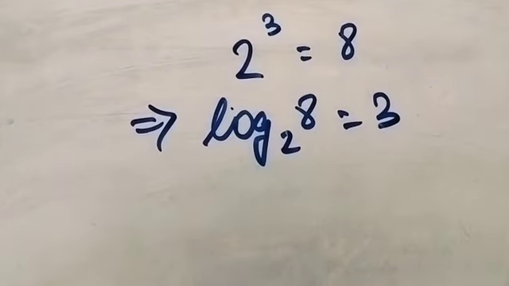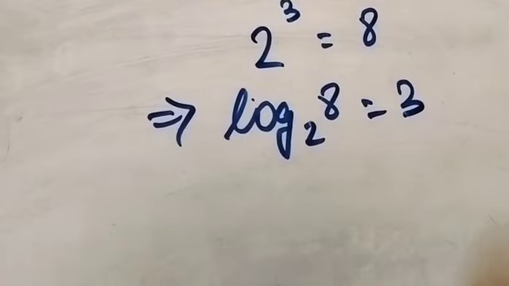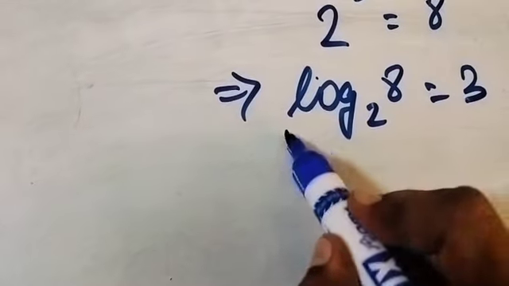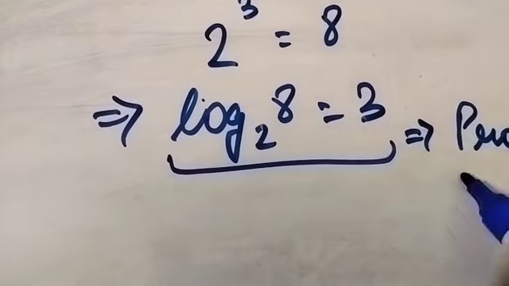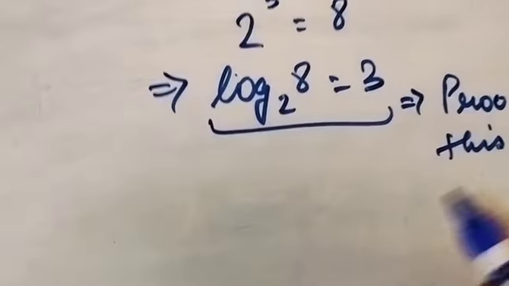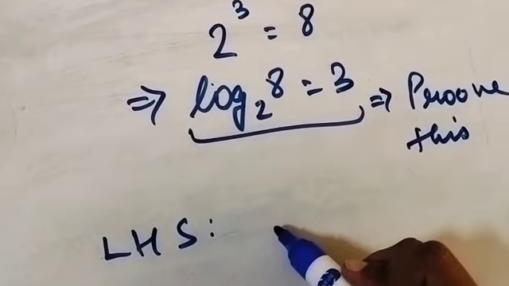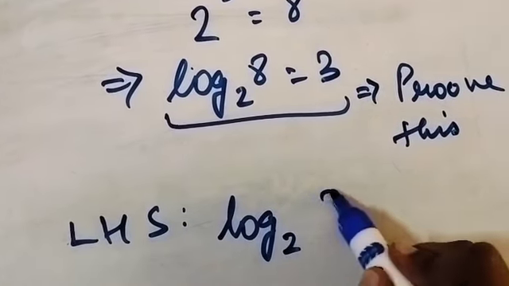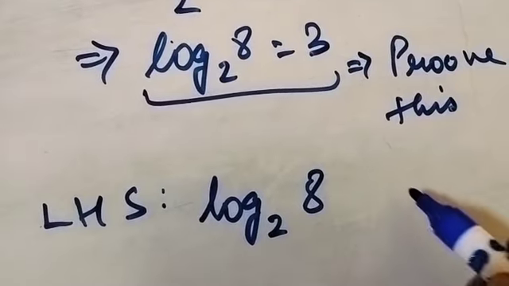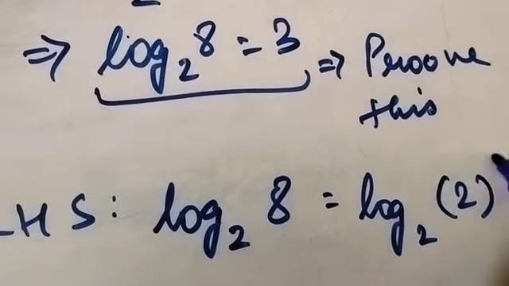For the students who are already familiar to the topic of log, you can also demo them this. You can write down, we can prove this. We can simply prove this. How can we do that? We start off with the LHS, that is the left hand side, which is log base 2 followed by 8. We know 8 can be written as 2 cube.